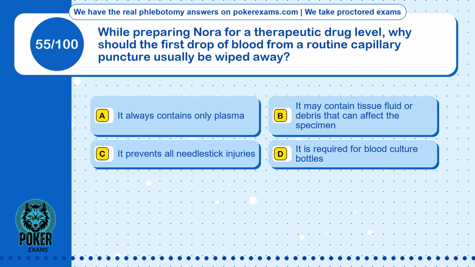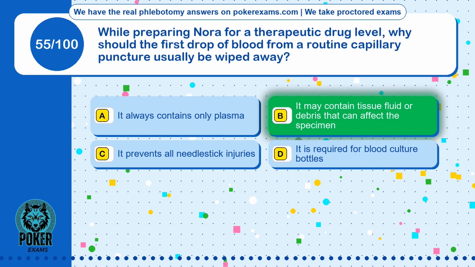Question 55. While preparing Nora for a therapeutic drug level, why should the first drop of blood from a routine capillary puncture usually be wiped away? Option A. It always contains only plasma. Option B. It may contain tissue fluid or debris that can affect the specimen. Option C. It prevents all needle stick injuries. Option D. It is required for blood culture bottles.